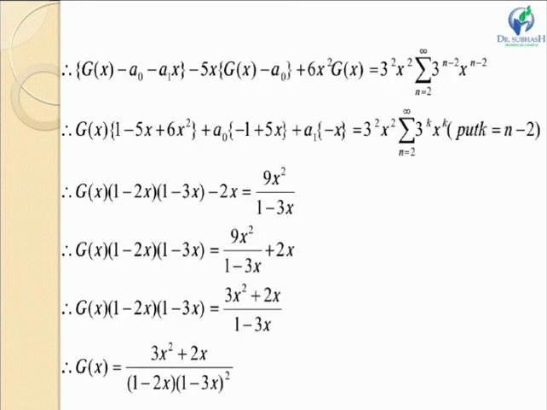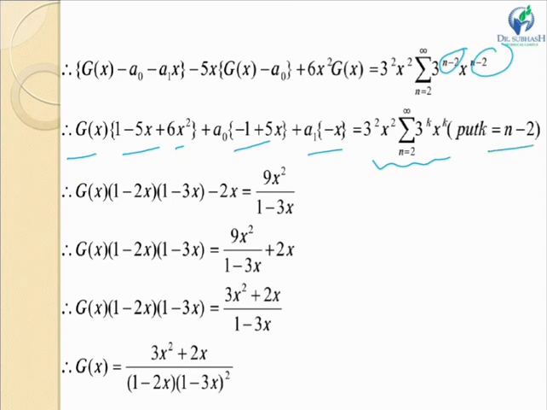Now again, using the generating function, I am putting these values as we have done in the last two examples, but here x square will be multiplied on the RHS side. Now I will take G(x) common from the whole equation. So I get 1 minus 5x plus 6x square. I will take the a0 part common, minus 1 plus 5x, and I am taking the rest of the term, that is a1 into minus x, and the rest part is as it is. Here I am assuming n minus 2 as k.